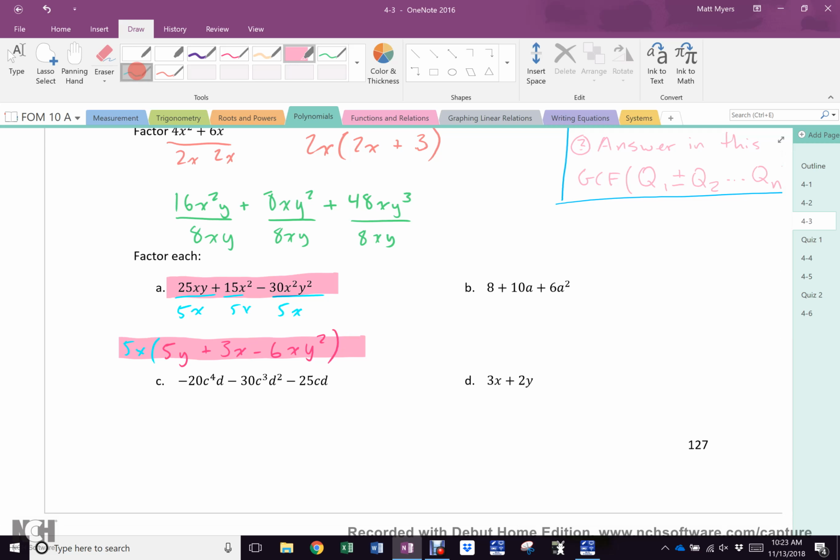What's my GCF? 2. Do I need to write 2, 2, 2, or can I just write 2? As long as I know what I'm doing, right? I've been doing this longer than you people have been alive. Do you think I write 2, 2, 2? No, I only write the 1, 2. What should you do? Whatever you're comfortable with. So that is 2 out front, and what's the first quotient? 4. Plus what's the second quotient? 5a. Plus what's the third quotient? 3a squared. Done. Now, C is tricky. What makes C weird?